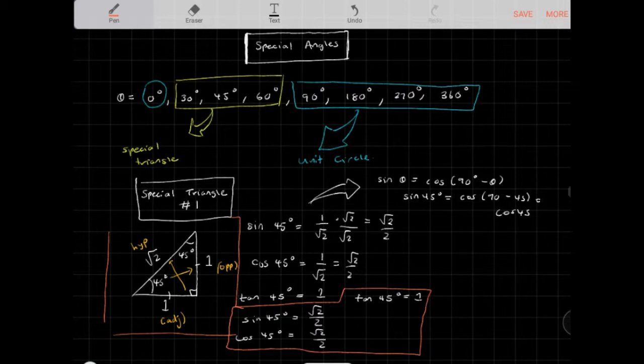Now, the next special triangle that I'm going to be looking at here is basically going to help us to find 30 degrees and 60 degrees, right? So I'm just going to clear some room here, so I'm just going to erase this out.